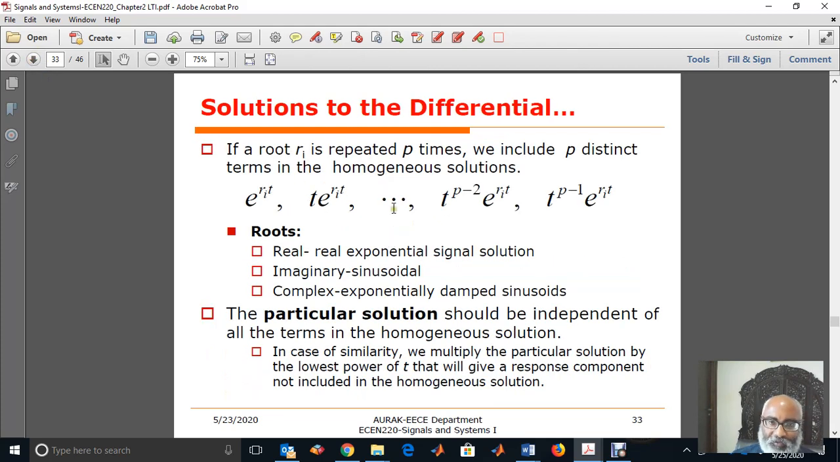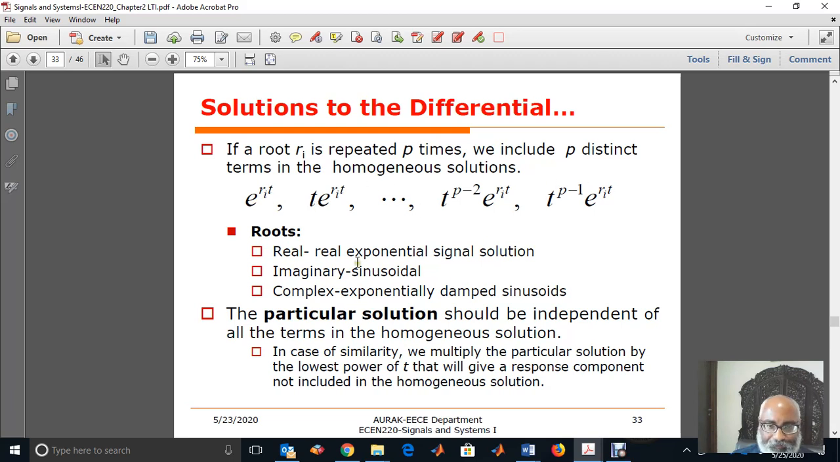Now, there is one more thing: if the roots are repeated. If I have, for example, two roots which are repeated, then I will have c1 e to the power of r1t plus c2 times t times e to the power of r1t. Because r1 is equal to r2, we need to modify the second term by multiplying by t. If I have a root which is repeated p times, then the solution will consist of these exponential functions.